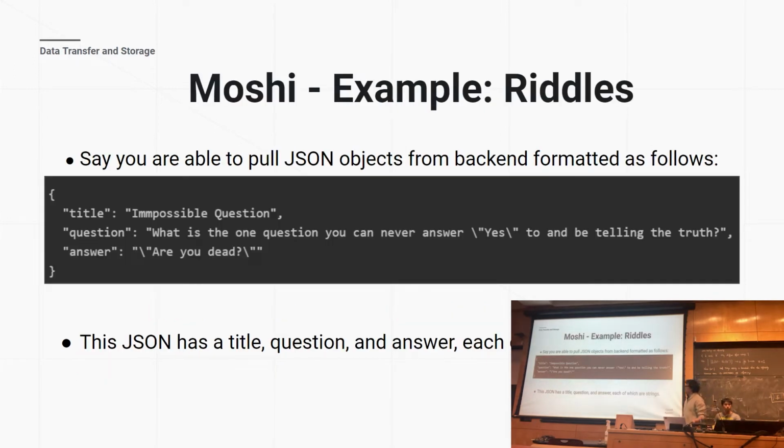So this is an example. Here we have a riddle as a JSON file. So in this JSON, we have a title, which is of type string, called the impossible question. There's a question, and there is an answer, right? How would we actually go about parsing this using Moshi?